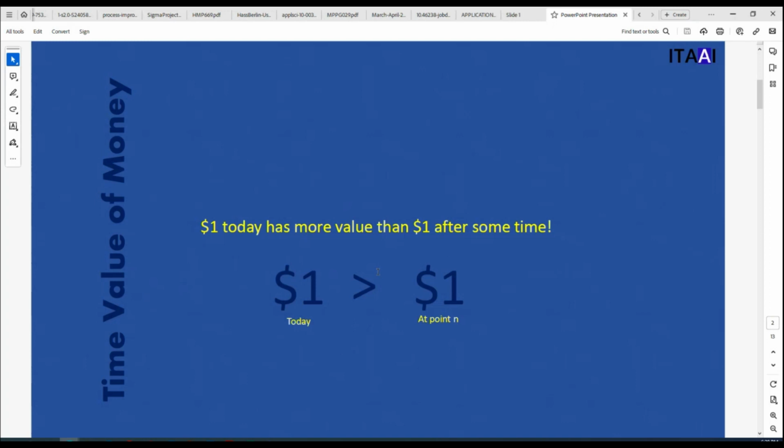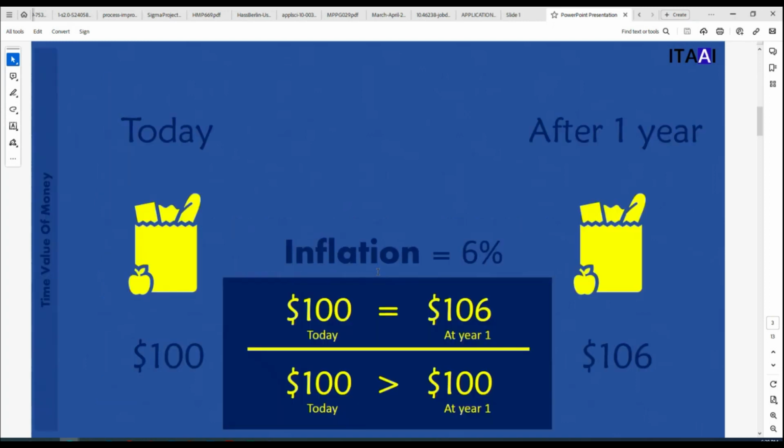So let me give you an example. Let's say today you can buy one bag of groceries for $100. And suppose the annual inflation rate, in the last couple of years, has been high. So I'm counting it as high, say 6%. So for the next year, the rate of inflation is 6%. It means that after exactly 1 year, to buy the same bag of groceries, you will need $106.